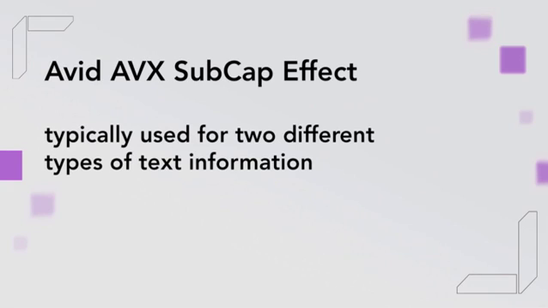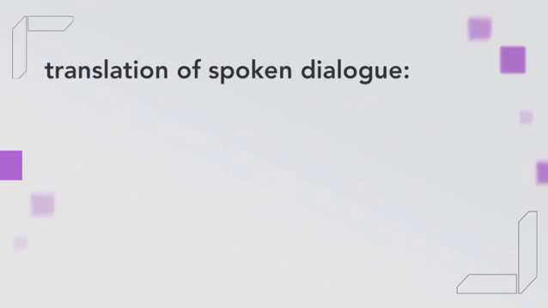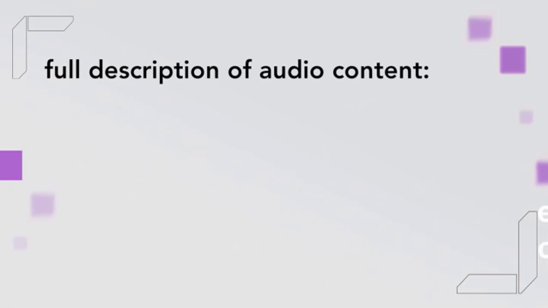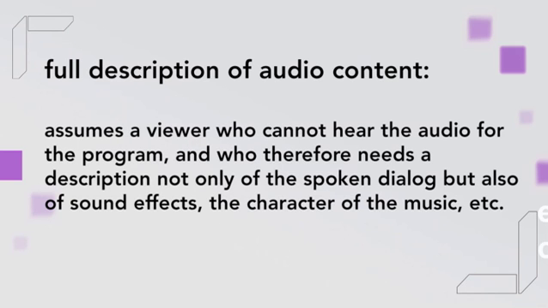The SubCap effect is typically used for two different types of text information. Text that provides a translation of the spoken dialogue in a program. In this case, we're assuming the viewer can hear the audio for the program but cannot understand the language in which it is spoken. Alternatively, we may be working with text that provides a full description of all of the audio content in a program. Here we're assuming that a viewer who cannot hear the audio for the program needs a description not only of the spoken dialogue but also of the sound effects, the character of the music, and so on.